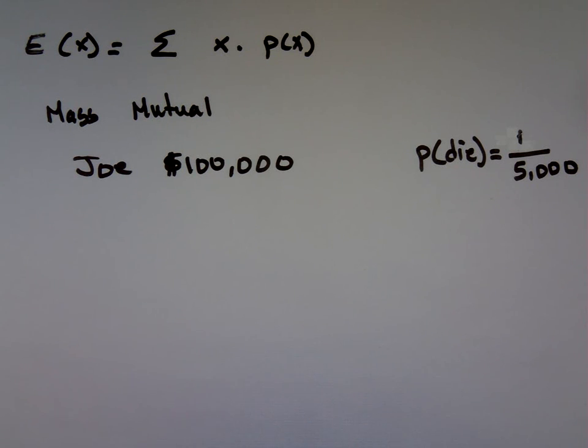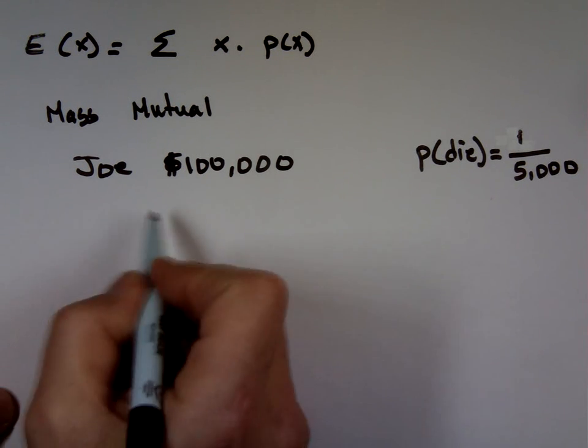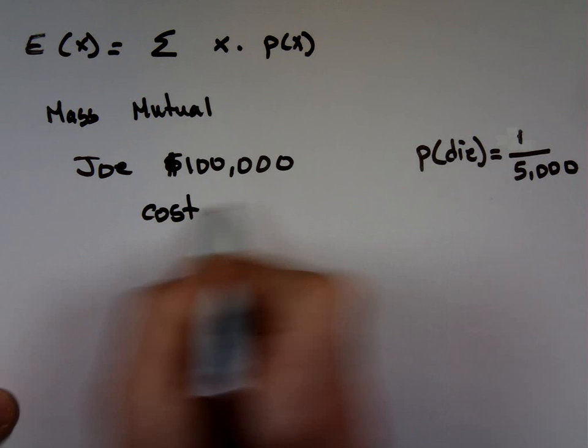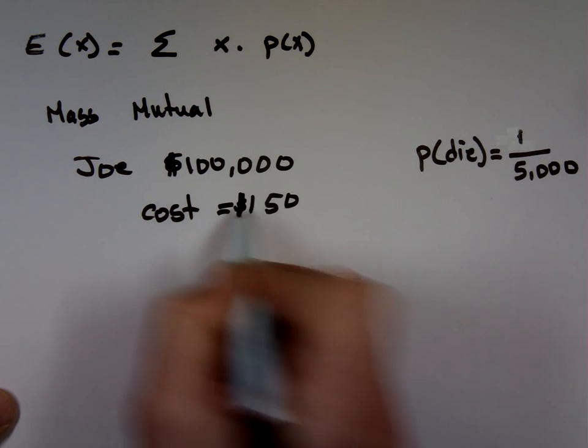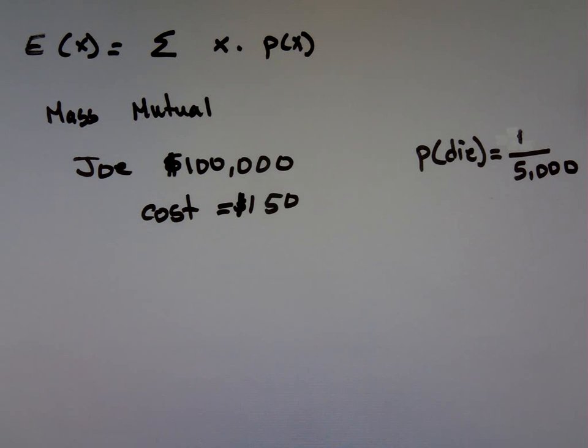So I go to Mass Mutual. I say, I'd like to buy a policy on Joe. He's 20. He doesn't smoke. He's healthy. He looks fine. Nothing wrong with him. They go, okay, that will run you, the cost for that is $150 per year. I'll take it. So what is the expected value for Mass Mutual?